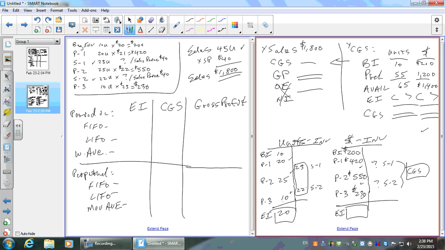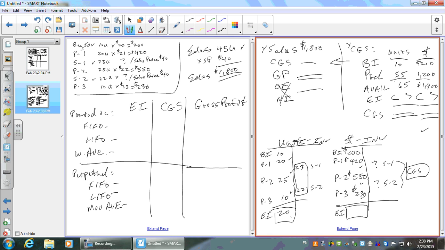This isn't hard, is it? Just relax. Don't memorize. Just let yourself think, right? I know there are a lot of computations, but each one is simple, isn't it? Okay, just let yourself be organized. All right, what's ending inventory in units?